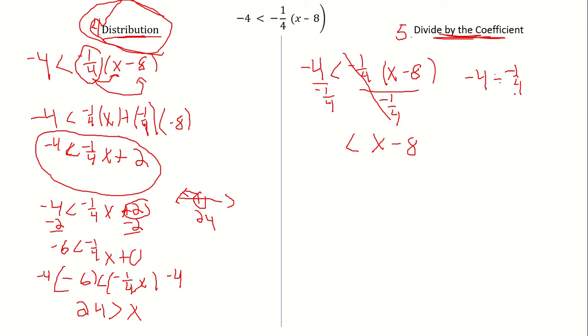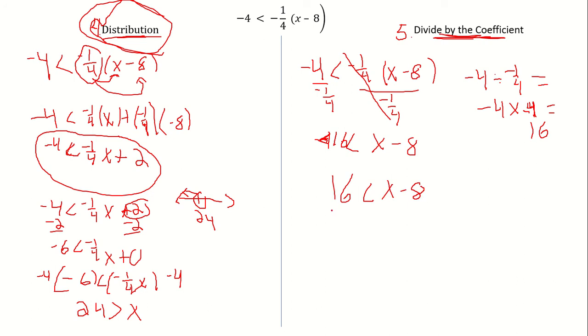So instead of dividing by a fraction, we're instead going to multiply by its reciprocal. So you're going to do -4 times -4 instead. The reciprocal of -1/4 is -4. So instead of dividing by -1/4, we're going to multiply by the reciprocal, which is to multiply by -4. So we get -4 times -4, and that equals +16. So -4 divided by -1/4 is the same as -4 times -4. So it's going to give us +16 over here. So we have 16 is less than x minus 8.